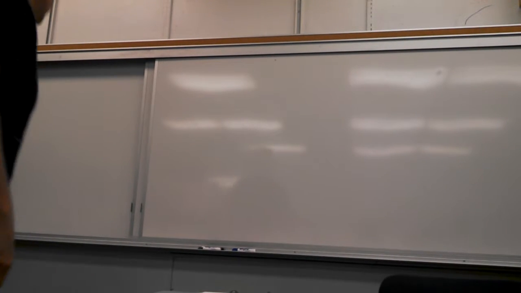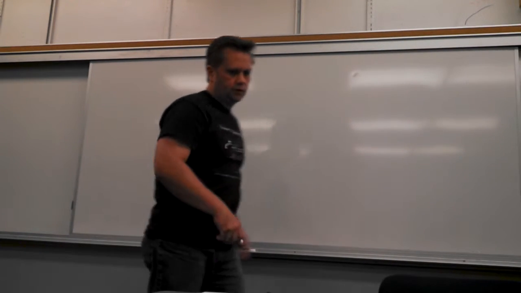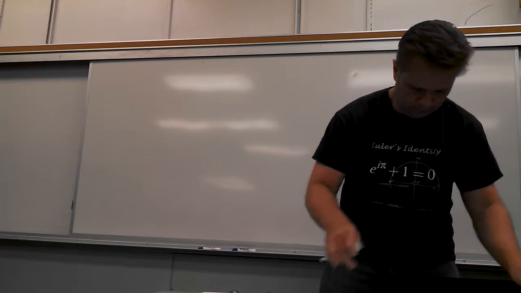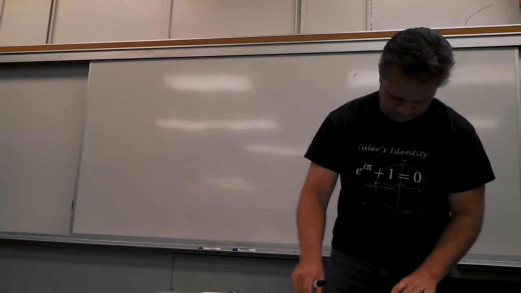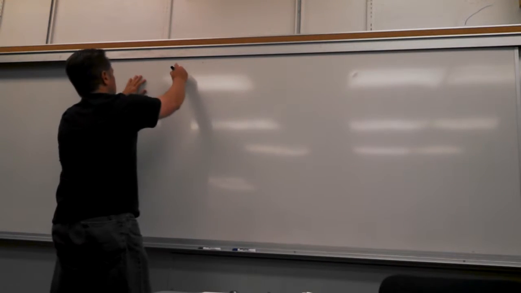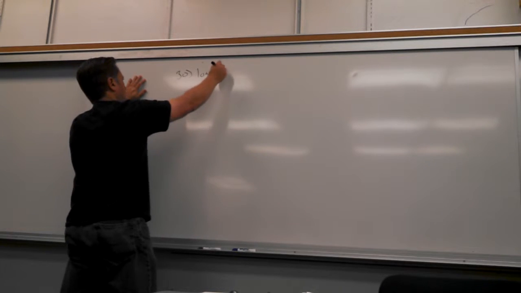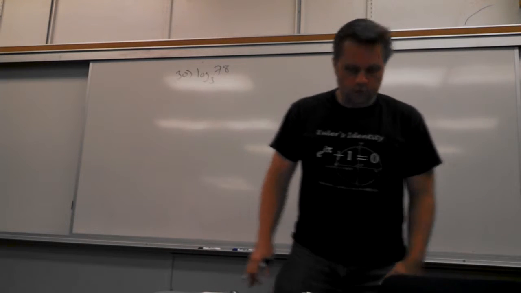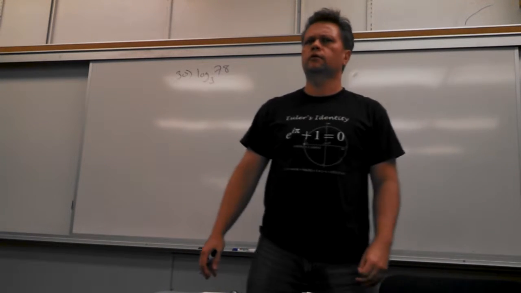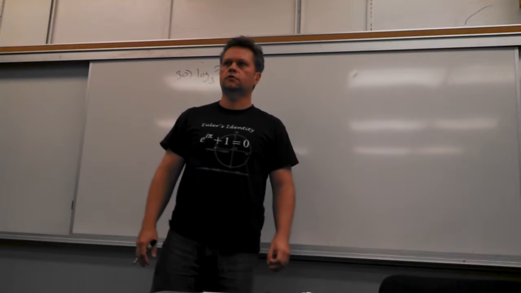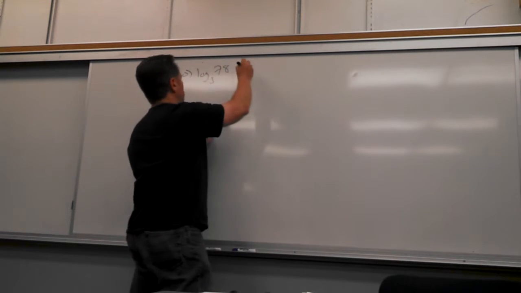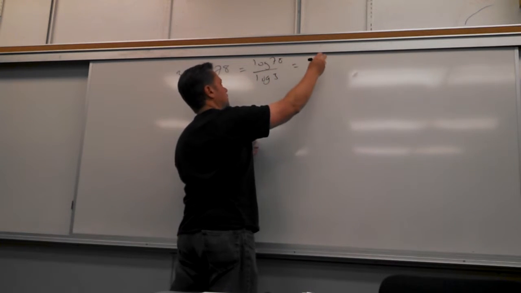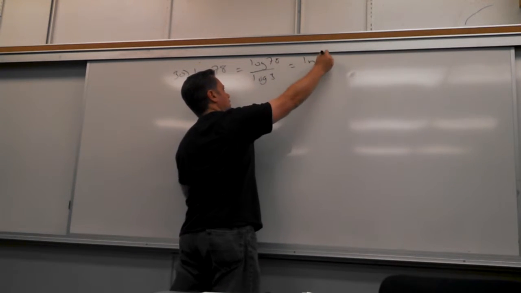All right. So let's see. First question for 14.5 is number 30. Log base 3 of 78. So how would you do this in your calculator? Log 78 divided by log 3. Yeah. Okay. Or you could use log 78 over log 3, or ln 78 over ln 3.